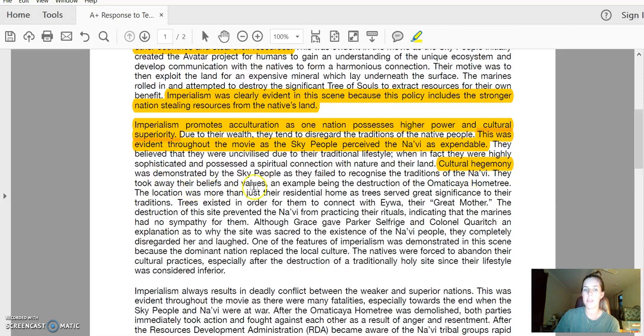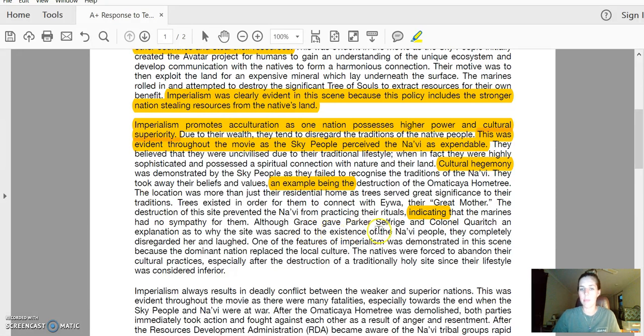They took away their beliefs and values, an example being, she's used some evidence, the destruction of the home tree. The location was more than just their residential home, as trees served greater significance to their traditions. So she's explained her evidence. The trees existed in order for them to connect with Awa, and she's used a quote, which means their great mother. The destruction of this site prevented the Na'vi from practicing their rituals, indicating, so now this is her opinion, that the Marines had no sympathy for them. So she's explained what happened, she's analysed what happened, and used her own understanding.